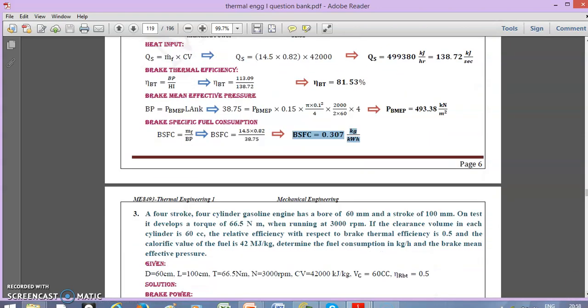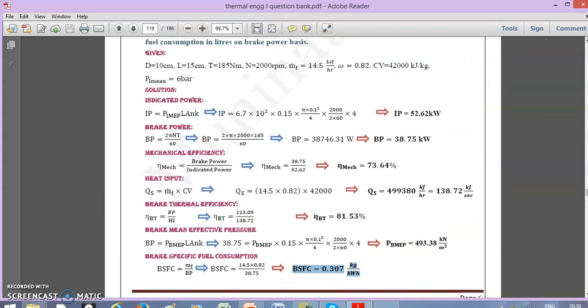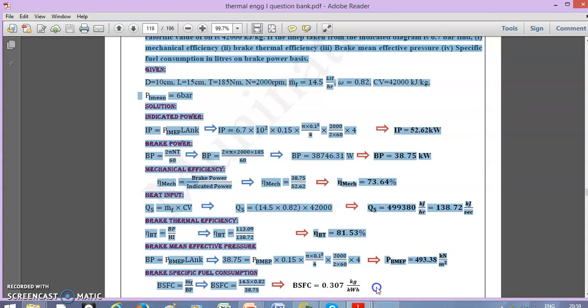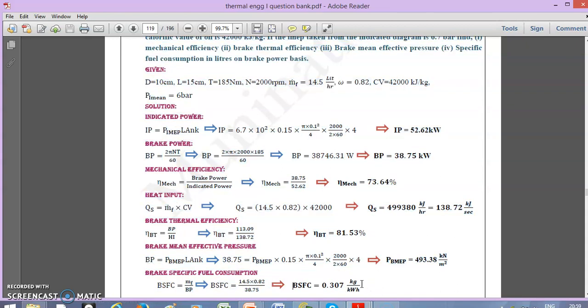So these are the four things we have calculated: mechanical efficiency, brake thermal efficiency, brake mean effective pressure, and brake specific fuel consumption. Any doubts in this, you just post on the forum.